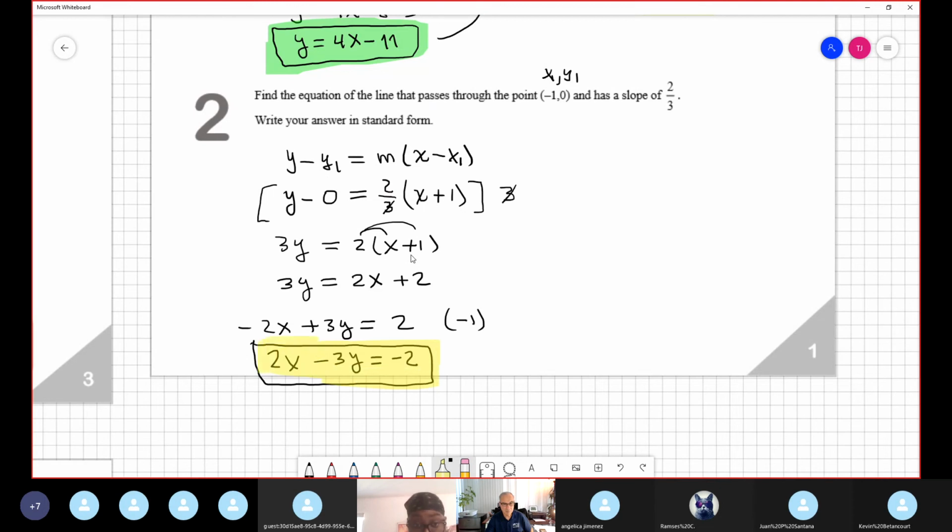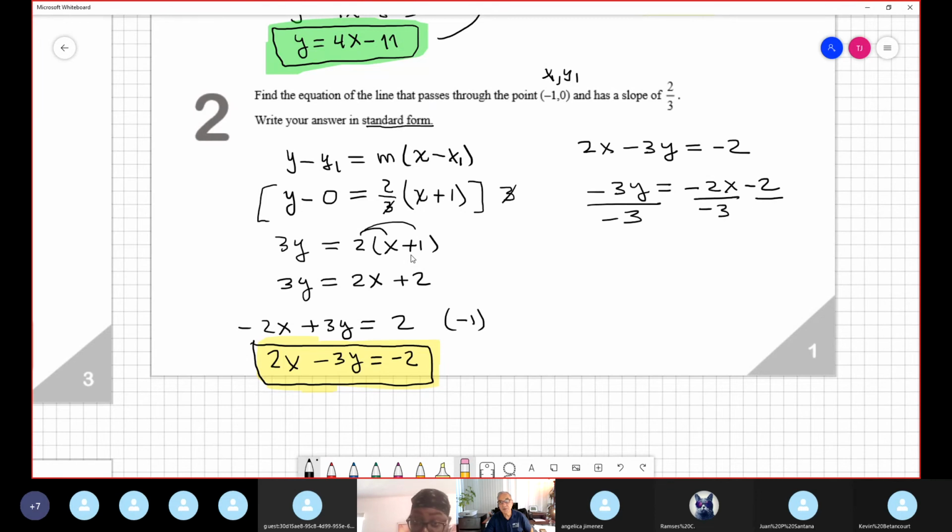Okay, let's do it now in slope-intercept form. Write your answer in standard form. By curiosity, I am doing it both ways, but you finish this, because day 1 is standard only. Suppose now I copy the standard and need to convert to slope-intercept. You solve for y. Minus 3y is equal to minus 2x minus 2, divided by negative 3, divided by negative 3. Y alone is 2/3 x plus 2/3.